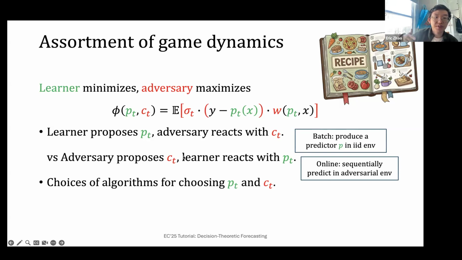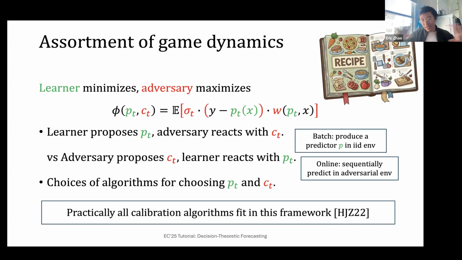The second degree of freedom is what algorithm the learner or the adversary is running, because I haven't actually defined how they're choosing to propose or react. The claim here is that any calibration algorithm you give me, for all of these different variants of calibration, you can always cleanly write in this fashion, where one person moves first, then the other, and they're really just using different choices of algorithms. They also tend to coincide with pretty classical online learning algorithms, which is a very cute thing if you're familiar with those tools.